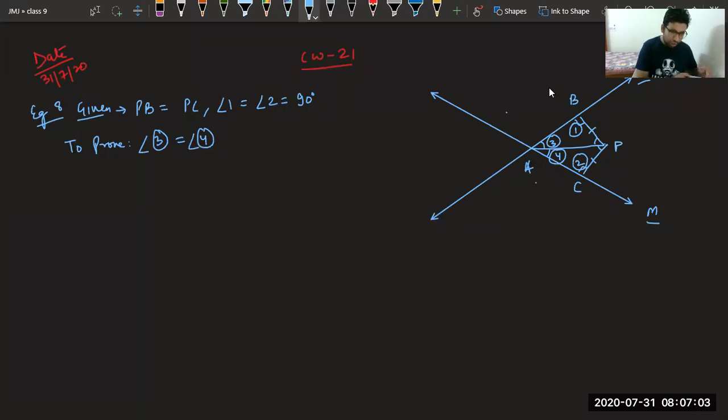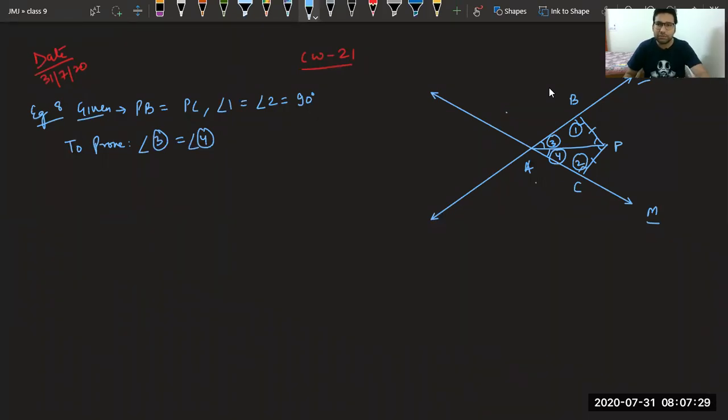For that you have to choose two triangles. All of you please try in which two triangles you can find angle 3 and angle 4. Others please try in which two triangles are you seeing these angle 3 and angle 4. BAP and PAC. Yes, so we all can see angle 3 and 4 is coming in these two triangles.